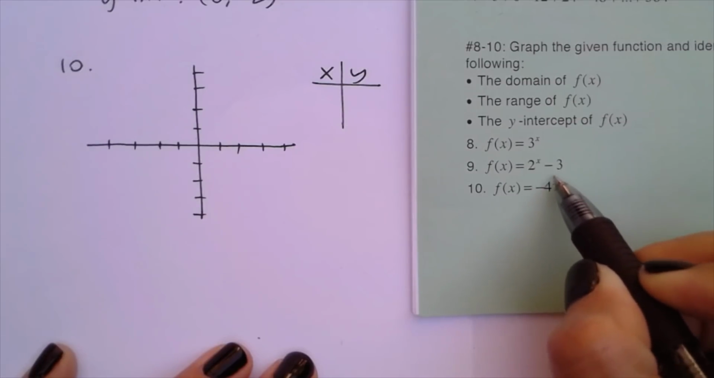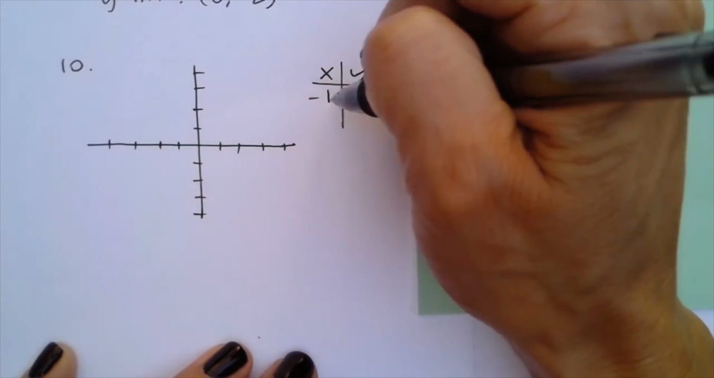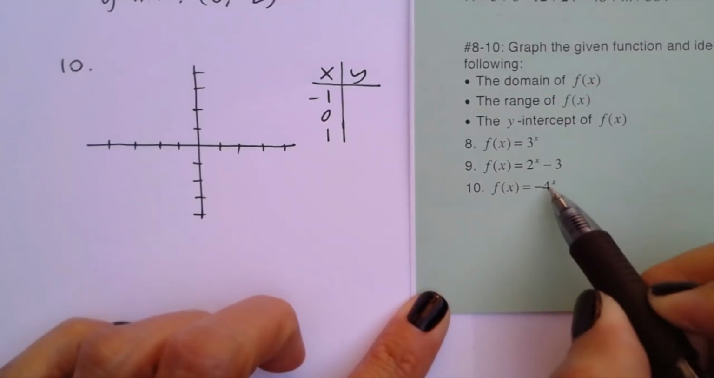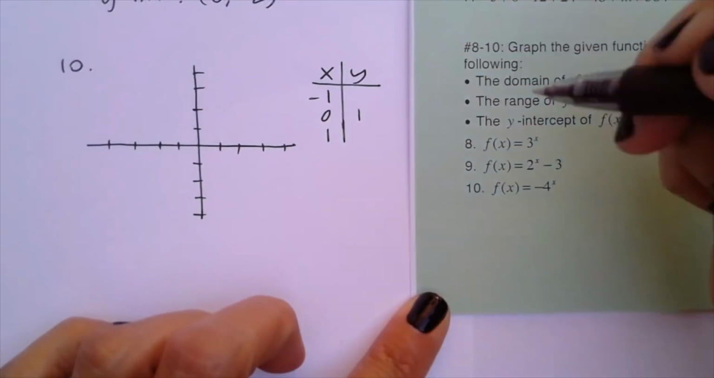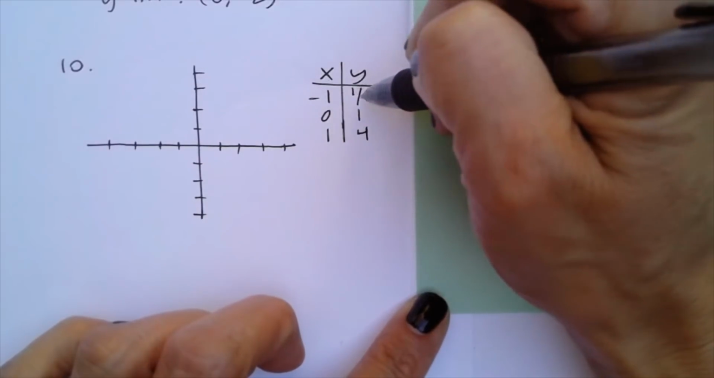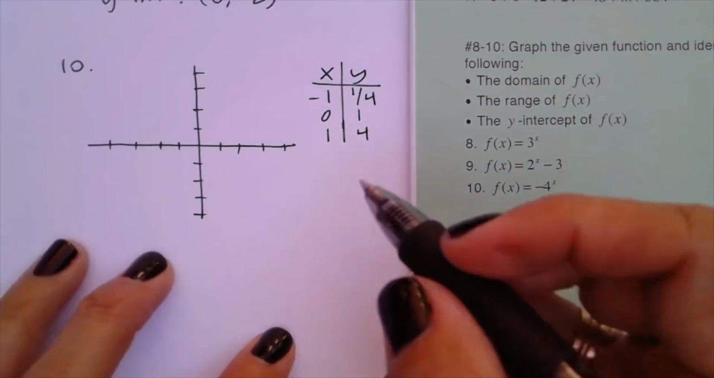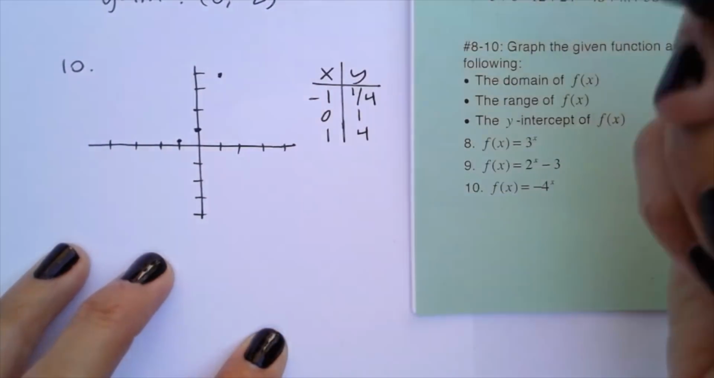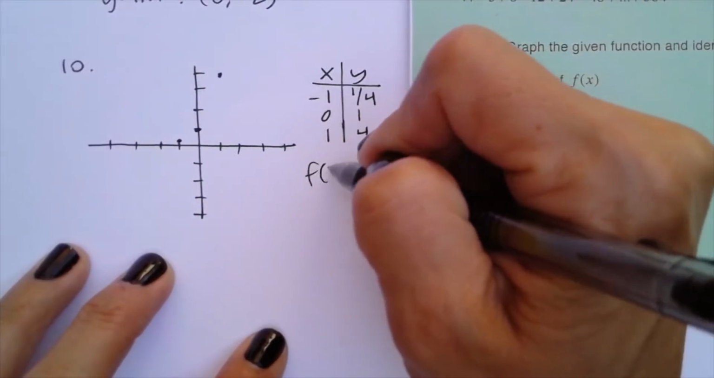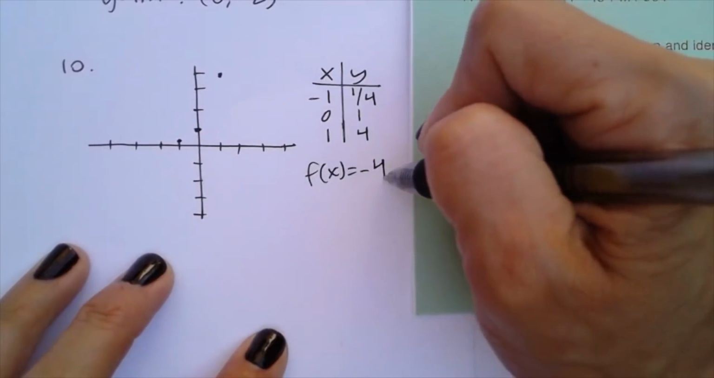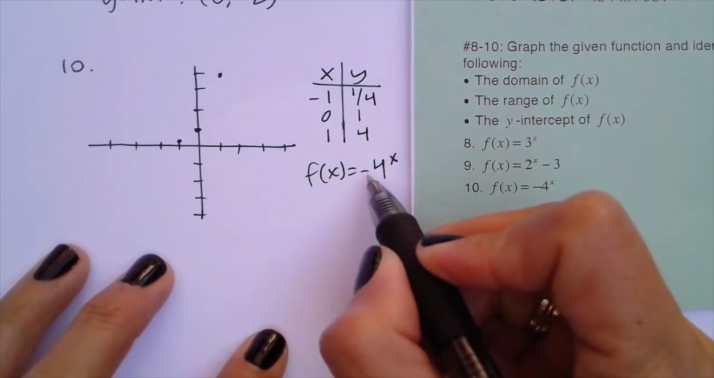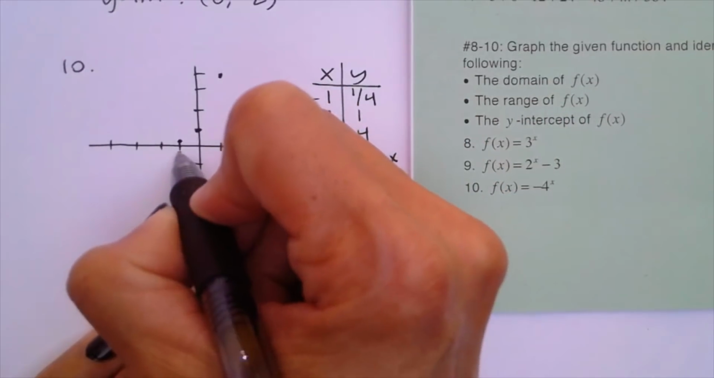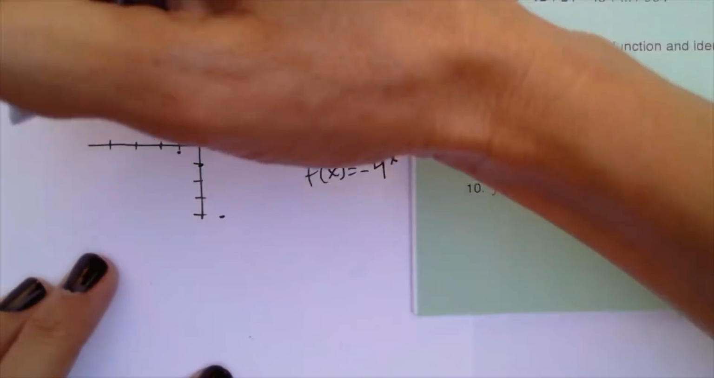Number 10, we have -4 to the x. So again, we're just going to look at the 4 to the x first. So I'm going to use the same values, -1, 0, 1 in our xy chart. You're probably getting the hang of this now, so when you plug in 0, 4 to the 0 is 1, plug in 1, 4 to the 1 is 4, and then up here you get that 1/4 value. So we're going to take those, plot the points, and then there's a negative in front of that 4 to the x. So the negative in front means we're going to reflect these points across the x-axis. So it just moves these points here. And then here's your curve.